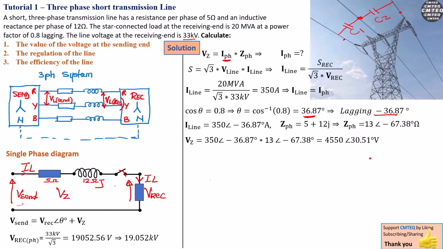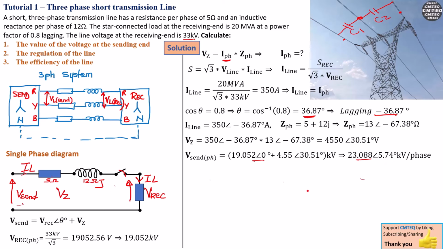We now have everything we need to calculate the voltage at the sending end, which will be given by the per phase voltage 19.052 plus 4.55 with an angle of 30 degrees kilovolt. Now very important, the voltage at the receiving end has an angle of 0 degrees, and after working it out you find a per phase voltage at the sending end of 23.088 kilovolt with an angle of 5.74 degrees per phase.